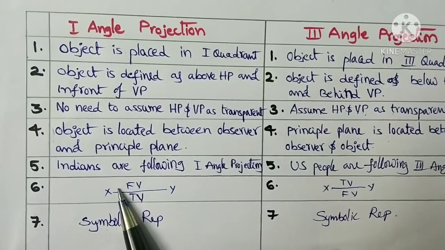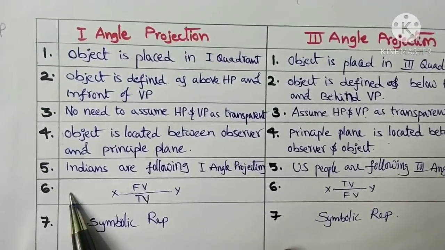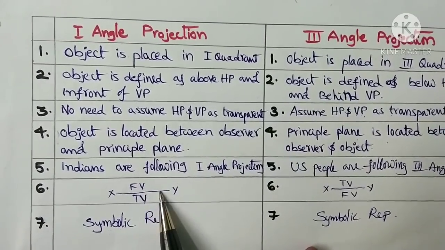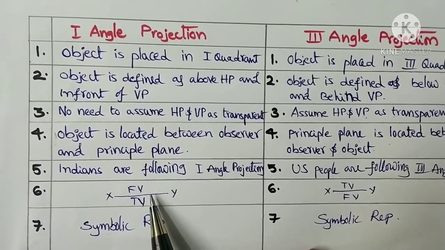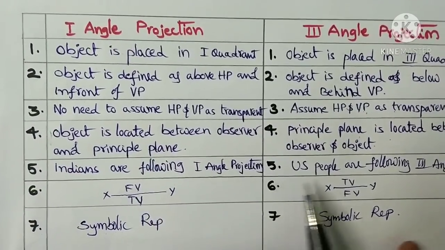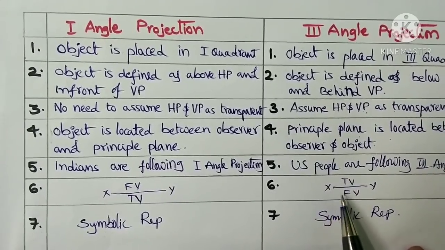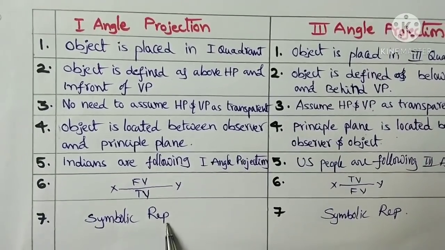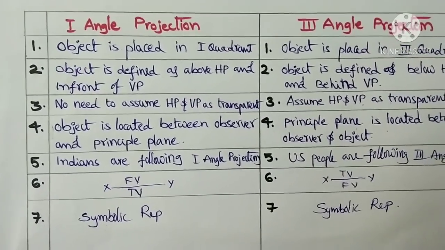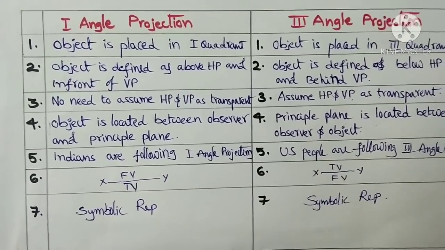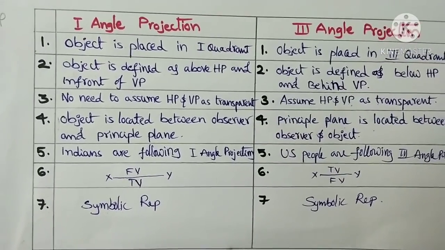according to the position of the front view and top view, we can see the sixth difference. That is, above the reference line we get the front view and below the reference line the top view. The reciprocal of the first angle projection is the third angle projection. That means the top view comes above the reference line and the front view below the reference line. And we have a symbolic representation for first angle. Similarly for third angle projection, I have shown this in the previous lecture. You just copy the diagram here.